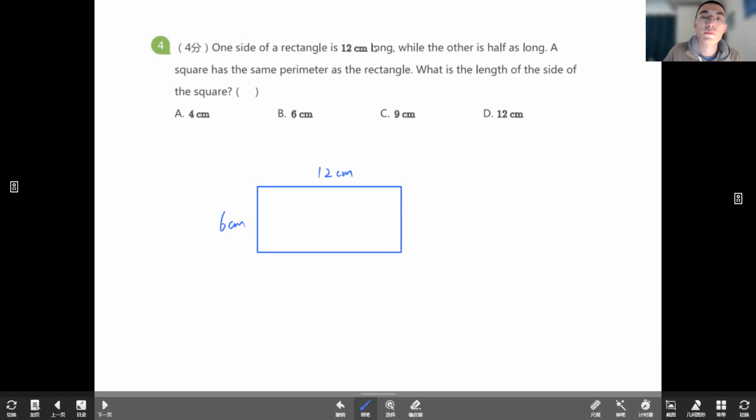And then the second sentence of the question: a square has the same perimeter as the rectangle. So remember the formula to find the perimeter of a rectangle is the length plus the width, bracket, times 2. So it'll be 12 plus 6, bracket, times 2. This is the perimeter of the rectangle, which is 18 times 2, which is 36 centimeters. So this 36 centimeters will also be the perimeter of this square. Okay, let me draw a square over here.